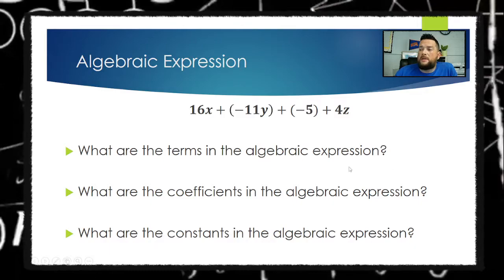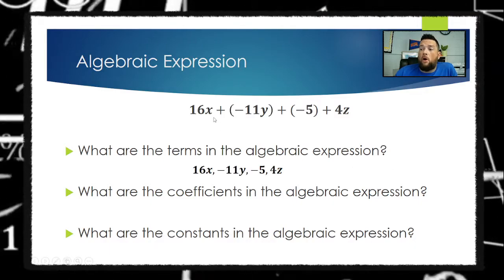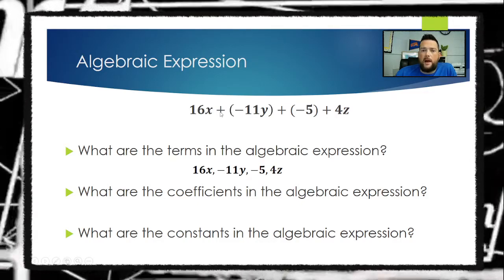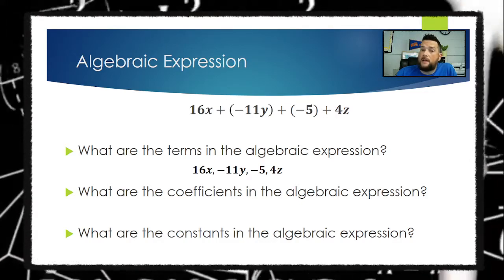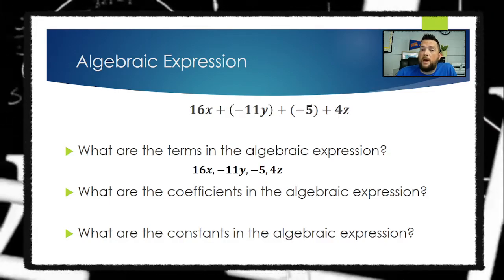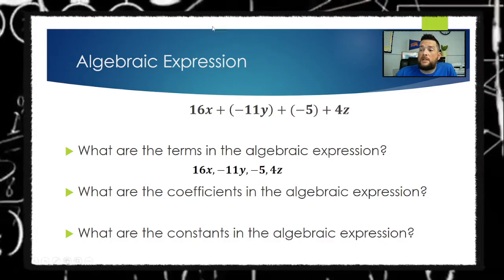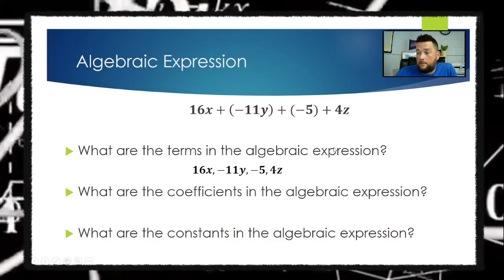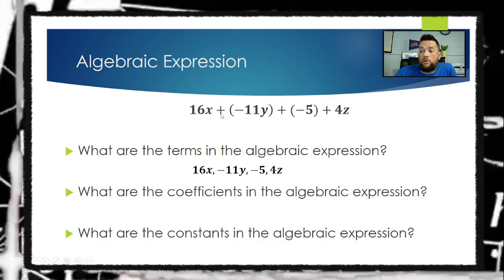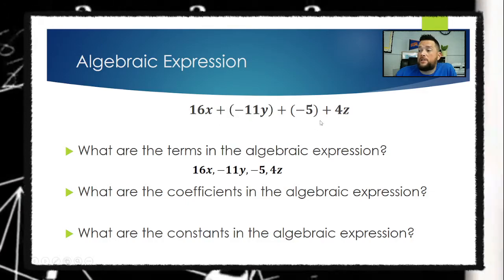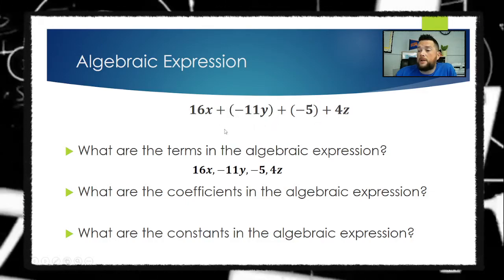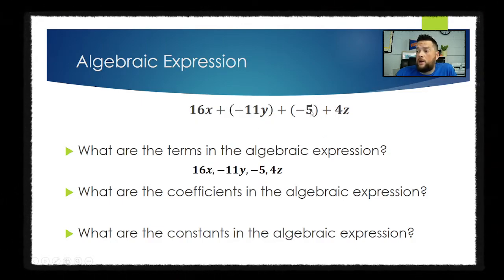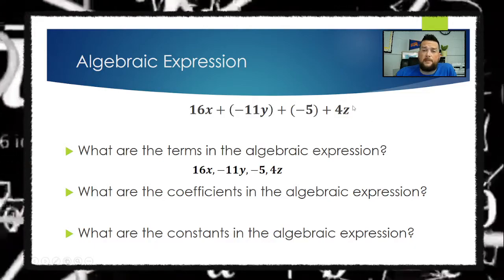All right, the terms in this algebraic expression are all the variables and constants that are separated by the plus or minus signs. Well, we already turned the minus signs, all right, the subtractions, to addition by applying keep, change, opposite. So you just see 3 addition symbols there, right? So you are going to look at the numbers that are separated by those plus signs, all right? So you've got 16x, you've got negative 11y, you have negative 5, and you have 4z, right?